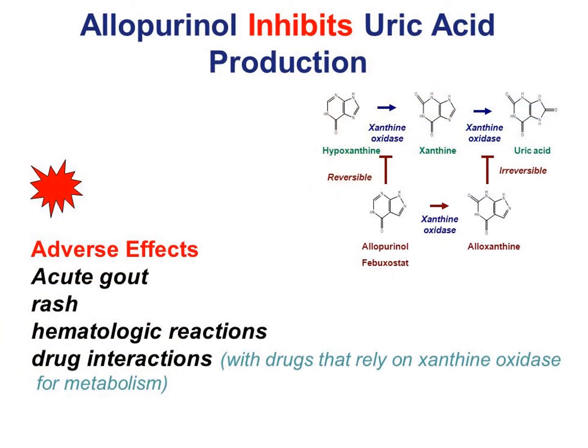Now, some of the untoward effects of allopurinol. It's a very good drug, but it doesn't work well in some situations. One of the things that allopurinol can do is actually prolong the painful arthritis of gout in acute gout situations. So it's not indicated during an acute attack. Allopurinol can induce rashes. It can affect the bone marrow.